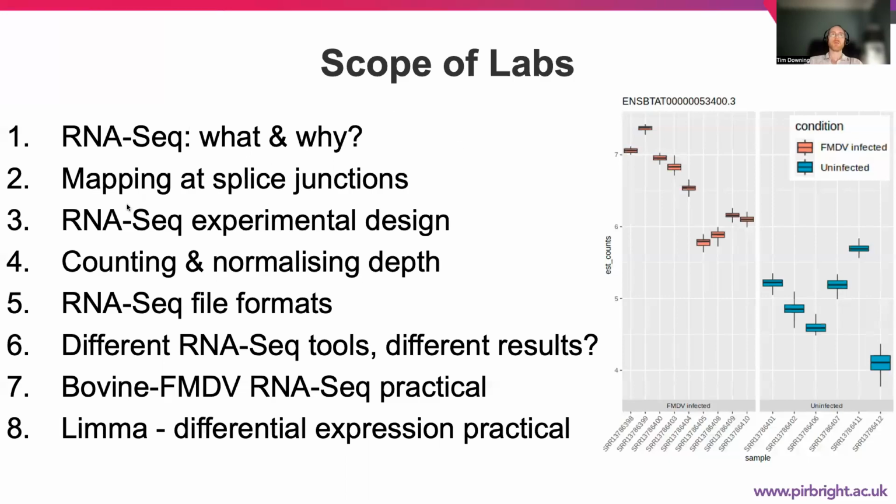So welcome to video 2 in our course on RNA-seq and transcriptomics. And here we're going to look at mapping at splice junctions. So recall that a splice junction is the sequences that define the end and start of a pair of exons that are adjacent to each other, where there's an intervening intron sequence.